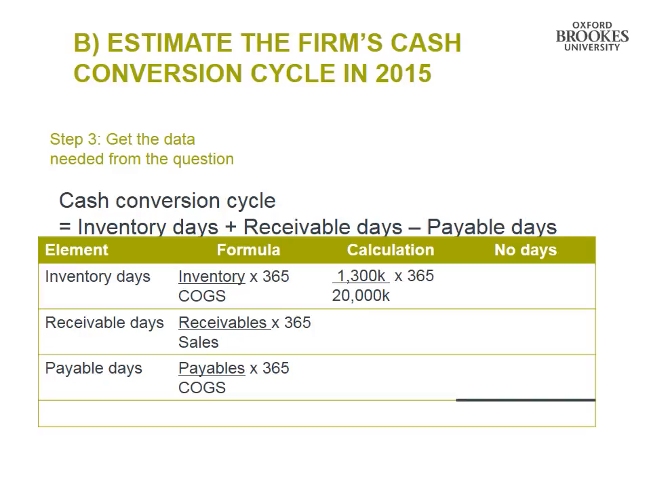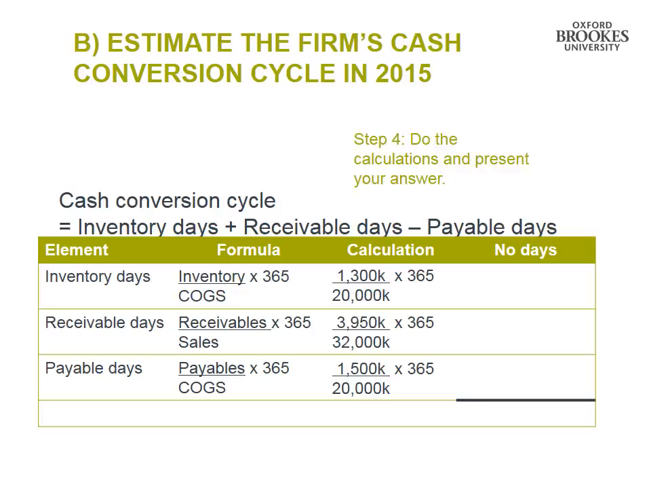Now, similarly, we do the same for the receivables and payables. I'm not going to go through that in detail, but you look back to the balance sheet or the question to find the numbers you need, and there we get the receivables and the sales, and there we get the payables, and again the cost of goods sold. Next step, do the calculations and present the answer.